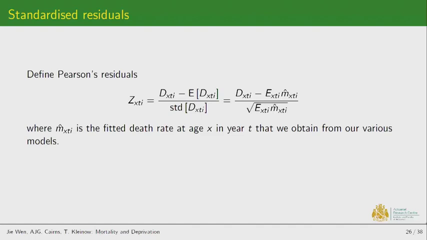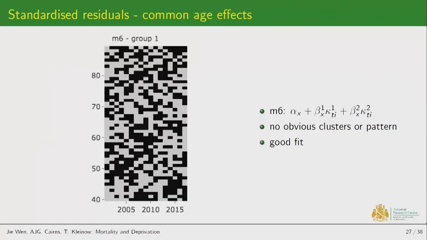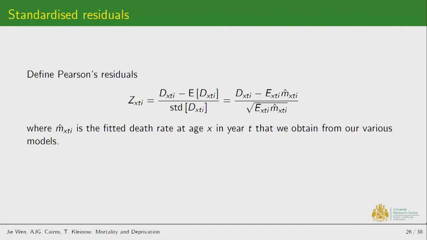Assuming that we have a Poisson model, the expectation is just E times m, and so is the variance, and that's where we get the Pearson residuals in the form that we have them. So what we would want to see if we now plot those residuals is that there is no structure. If there was some structure left in the residuals, then that would tell us that the model does not pick up all the structure. It doesn't cover everything. There's still something left in the residuals.